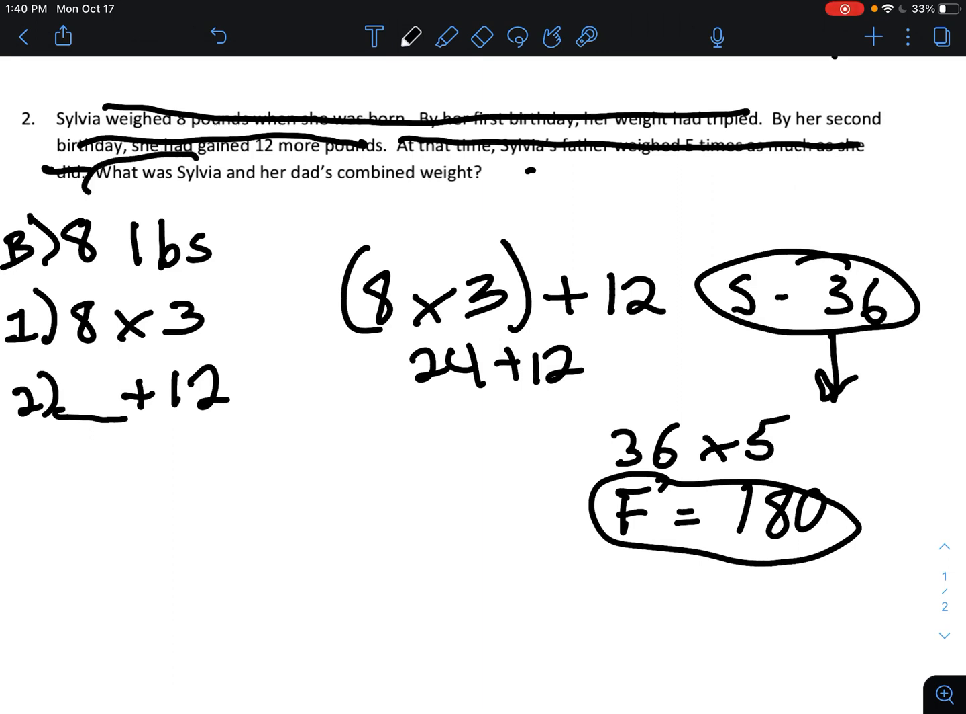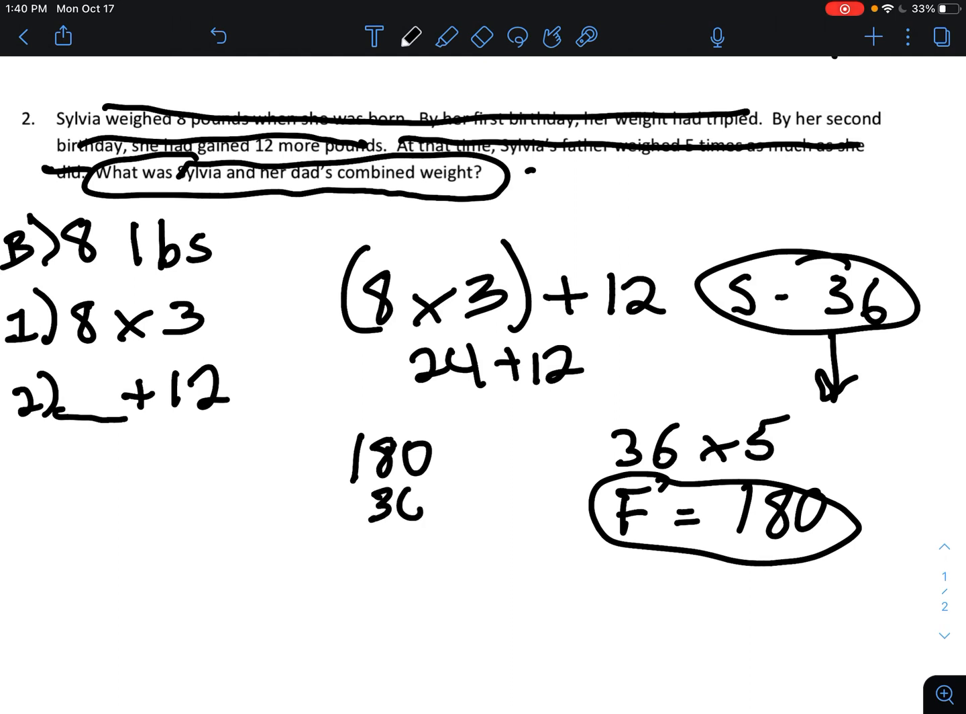Last question. What was Sylvia and her dad's combined weight? Combined, right? So what is the combined weight of Sylvia and her father now? That's right. So hopefully you took the father's weight and Sylvia's weight and added them and got 216.